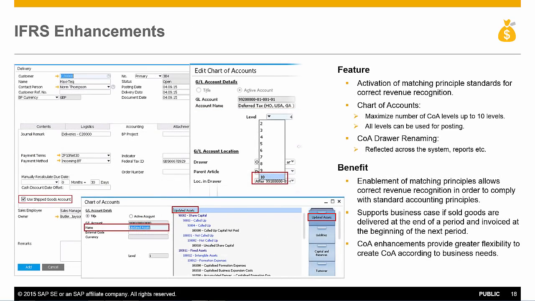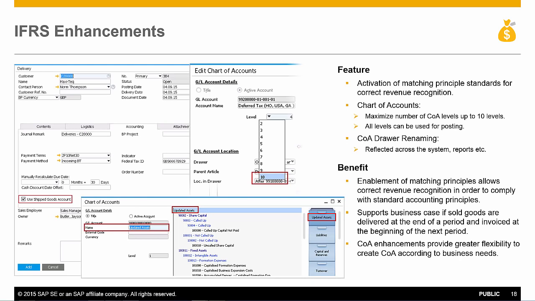There are also a number of IFRS enhancements that are implemented to support revenue recognition at point of sale when the buyer takes over the ownership of goods. Revenue can be recognised if it is relatively certain that a company will receive payment for the goods sold. We've now activated matching principles standards for correct revenue recognition.